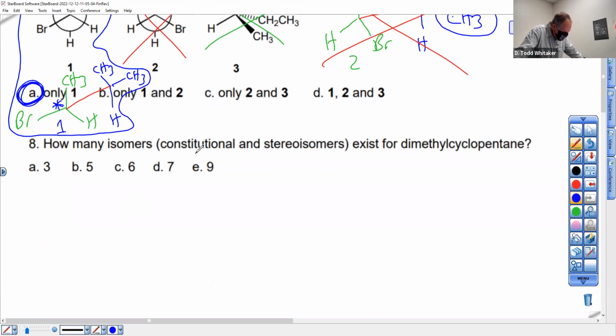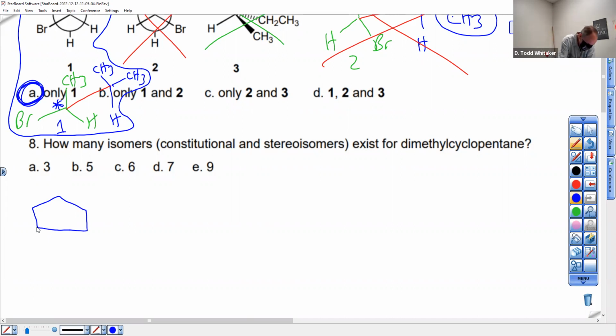How many isomers, constitutional and stereo, for dimethylcyclopentane? Well, how many ways can you put 2 methyls on here? Can you not put them both on the same carbon? Is that not enough? We're not allowed to put 2 methyls on the same carbon. That's what I got as an answer from one of my best students. So no, I think she's going to rethink her answer.